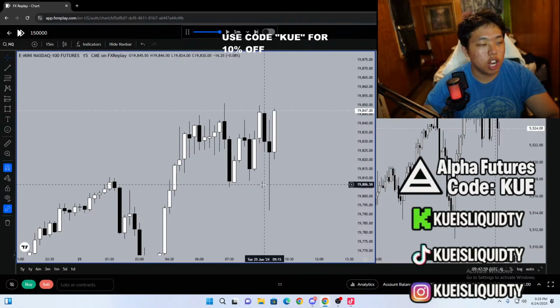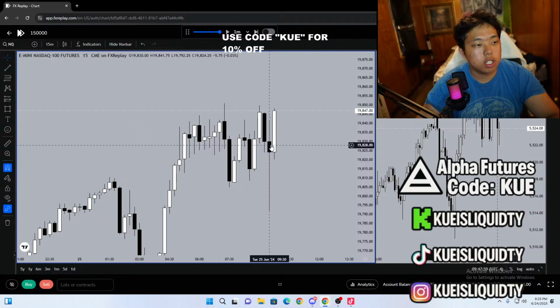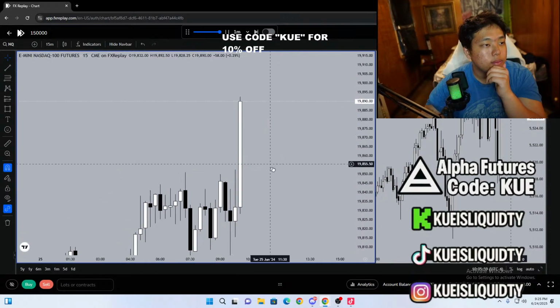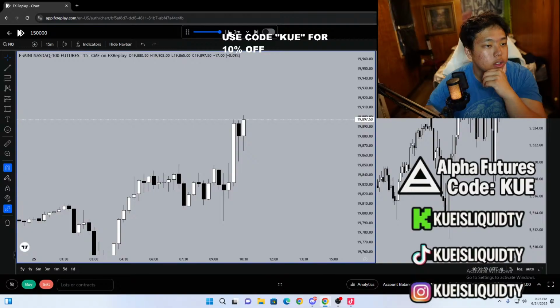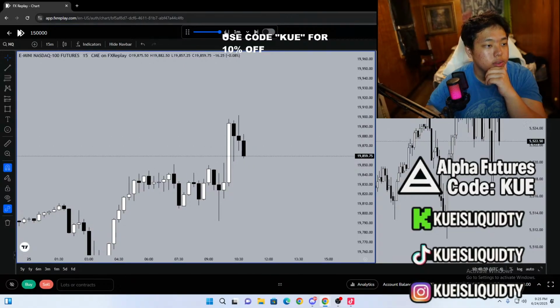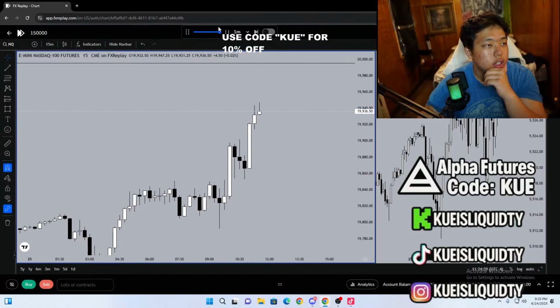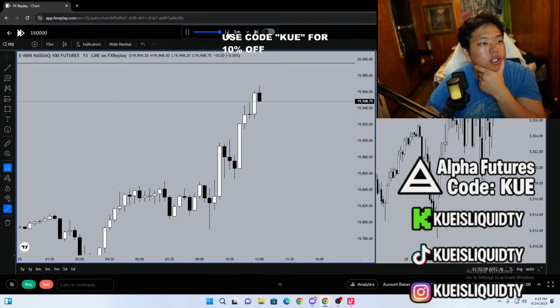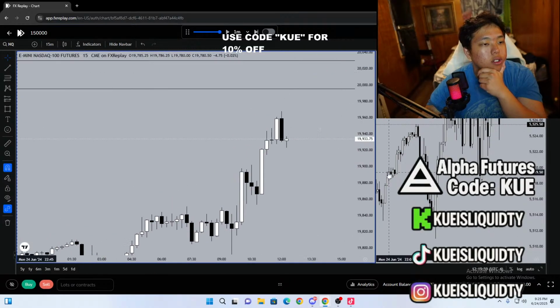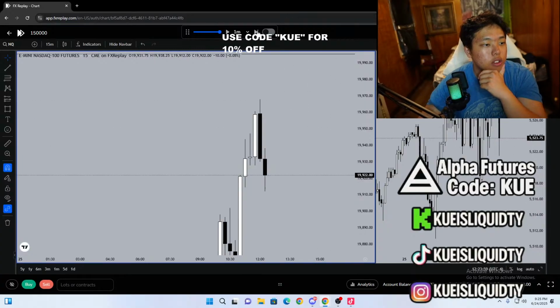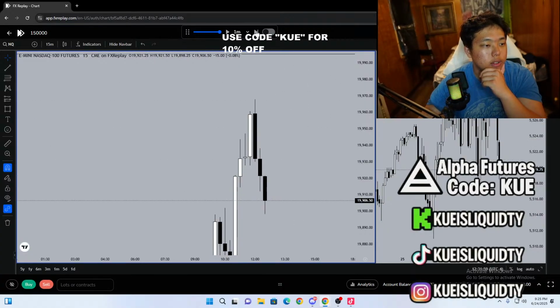So this is a nice rejection block, but this candle's not bullish, so I don't want to take that at all, even though it worked. So here we don't get what we want. No, we don't get what we want. If this candle turns bullish here, I'll take it, but vice versa with this one.